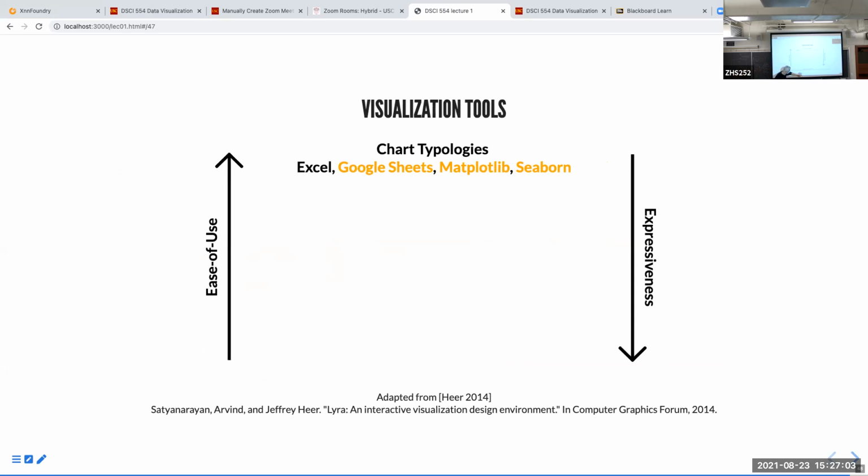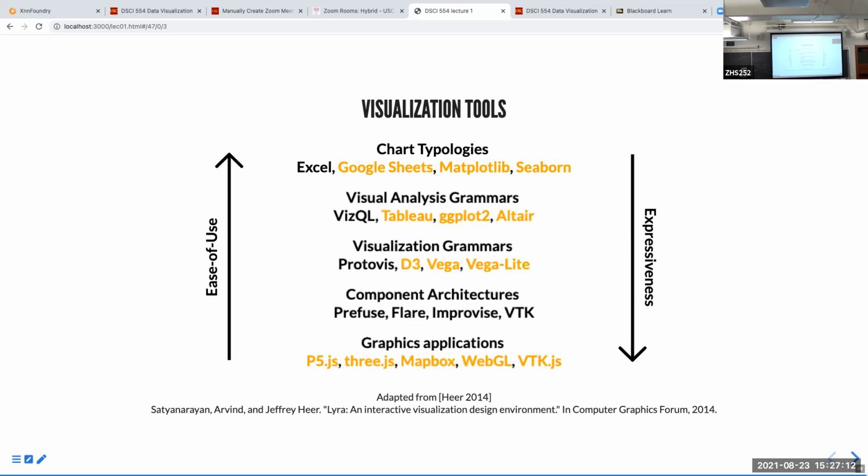I put in this paper from Jeffrey from 2014 that creates a nomenclature of proposals, starting with chart topologies, visual analysis grammar, visualization grammar, component architecture, and graphic application. Then I've extended it with some of the toolkits. The arrows on the sides have to do with ease of use, though things are a little bit relative. And expressiveness is how much variety in organization you can create with those. If a tool is little expressive, you can only create easy bar charts.